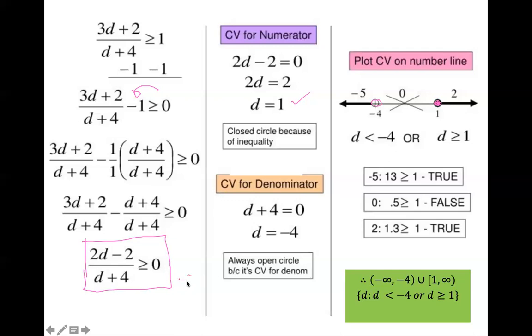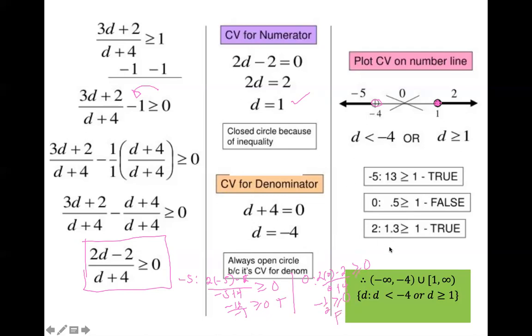So negative 5. So 2 times negative 5 minus 2, all over negative 5 plus 4. Is it greater than or equal to 0? So this is negative 10 minus 2, negative 12 over negative 1. Is it greater than or equal to 0? So this is true. Second test point, 0. So 2 times 0 minus 2, all over 0 plus 4. Greater than or equal to 0? Obviously, it's negative 1/2, so it's not greater than or equal to 0 because it's negative.